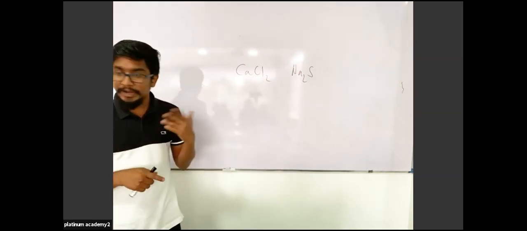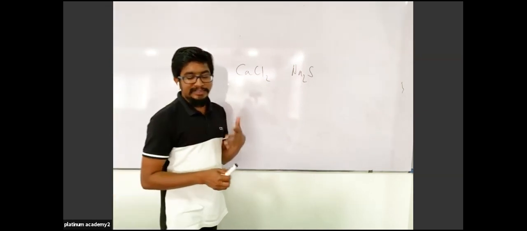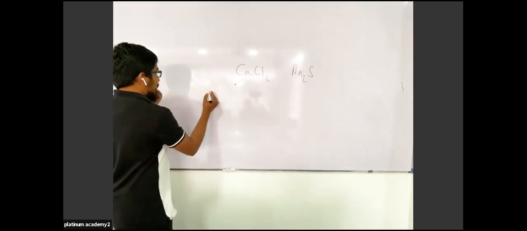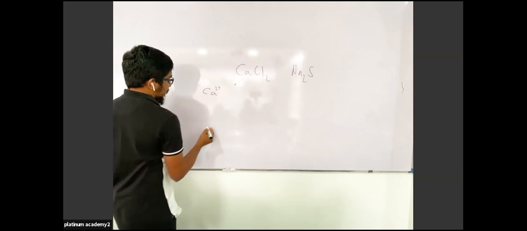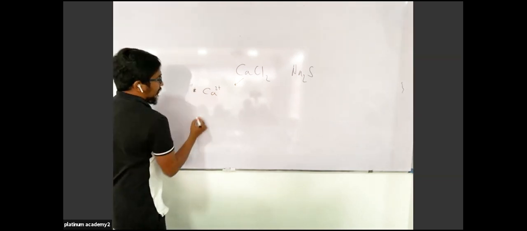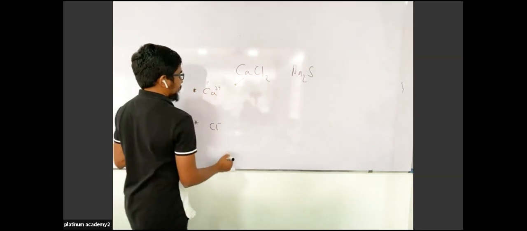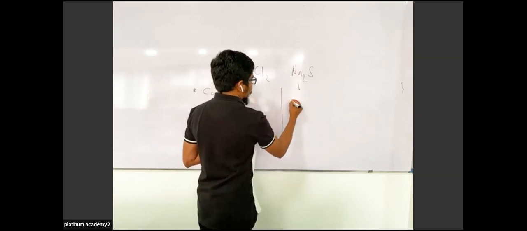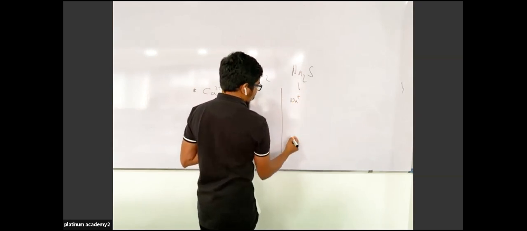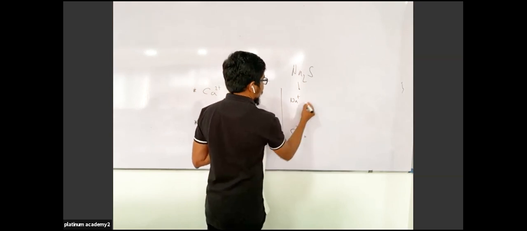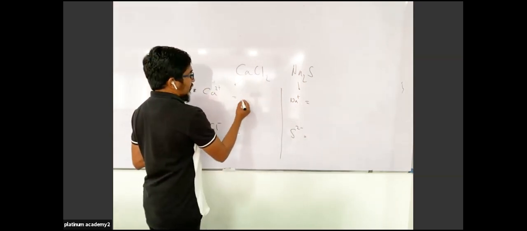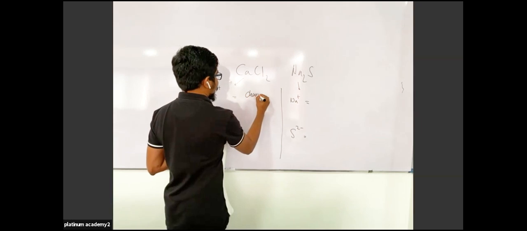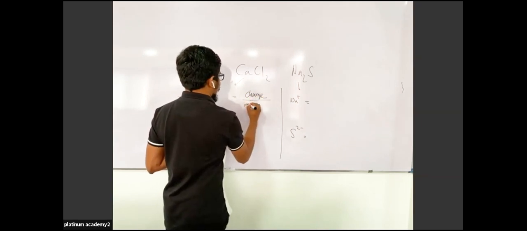Now we're going to do a small calculation. What we're going to do is calculate the charge density of each ion. Let's say we take calcium chloride. We're going to calculate the charge density of calcium 2 plus and the charge density of chloride ion. And we're going to calculate the charge density of Na plus and S2 minus. So charge density is charge divided by the ionic radius, right?